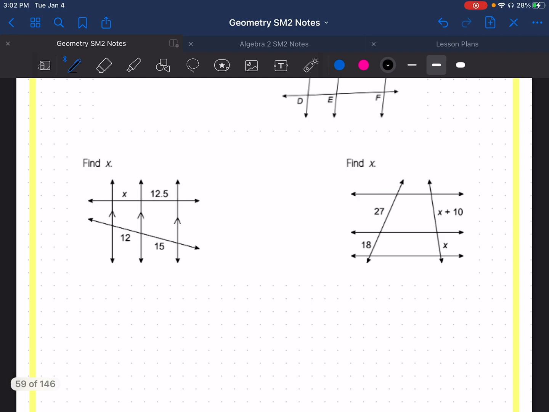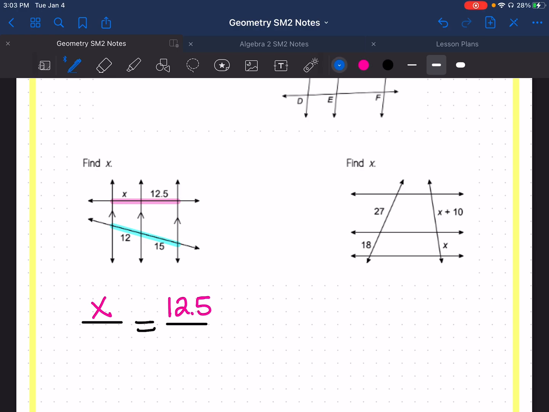Let's take a look at our first problem. So I'm going to take these two right here, and I'm going to take those two right there. I'm going to make my two proportions. Now you could do pink over pink, blue over blue, just like we did, or I also want to show you that you can do this.